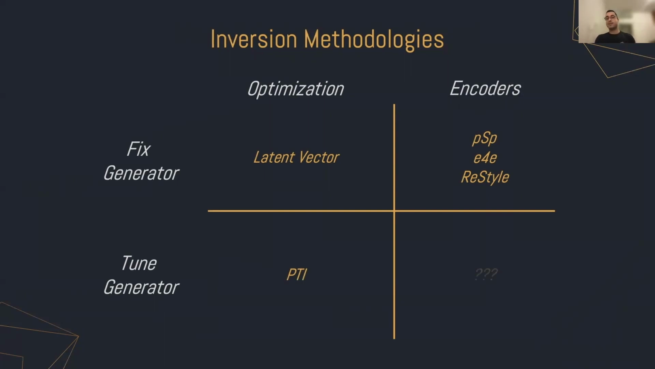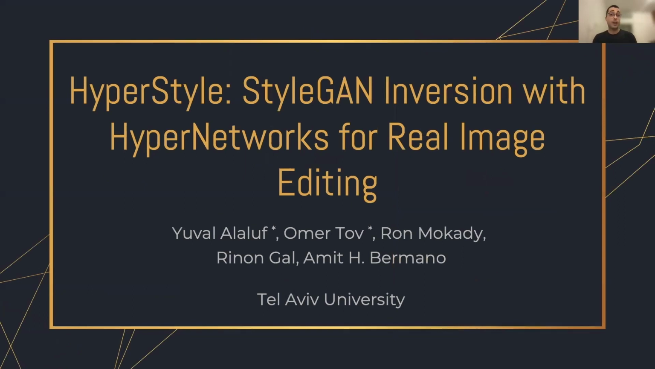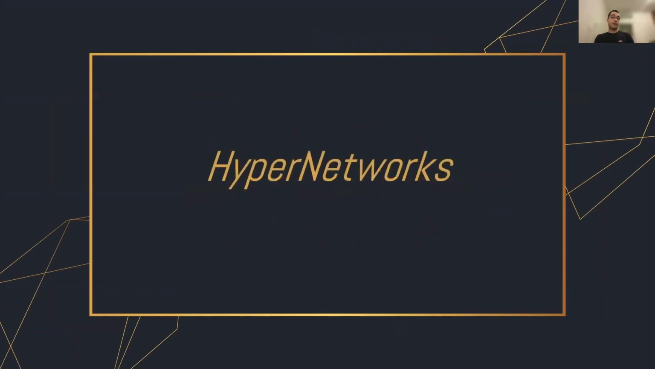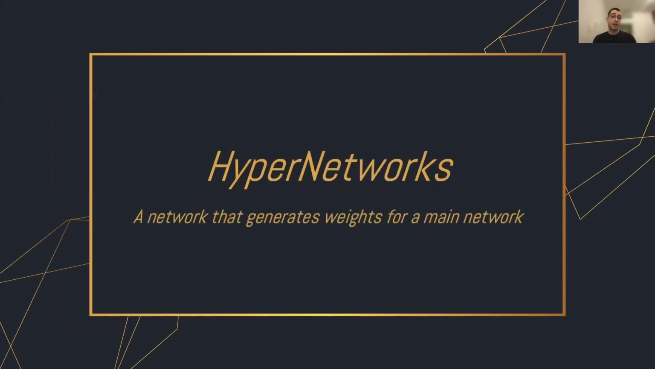But the question is, what goes on over here on the bottom right? Is it possible to design an encoder-based technique to learn to tune the generator itself? And this leads us to our next work called Hyperstyle, which was published in December of last year, where we're going to ask ourselves this question: how can we tune a generator without performing optimization? And the answer that we found was with hypernetworks. For those of you who don't know what hypernetworks are, it's a network that generates the weights for a different network, which in our case is StyleGAN.